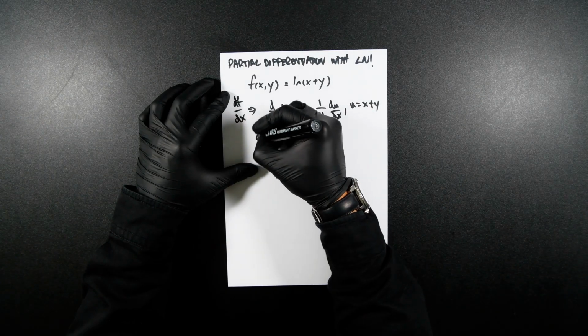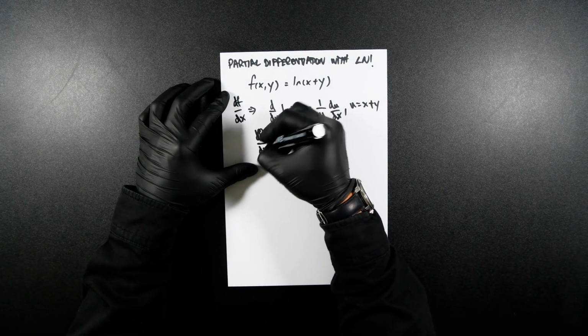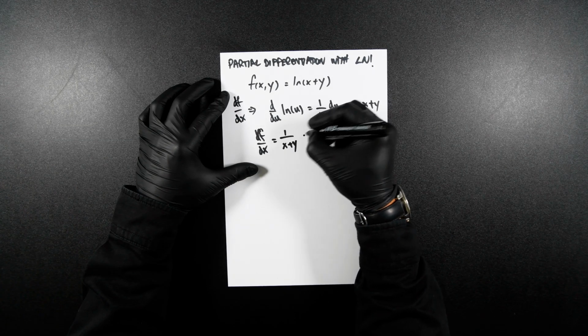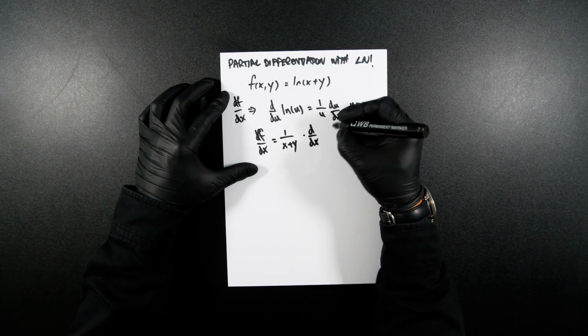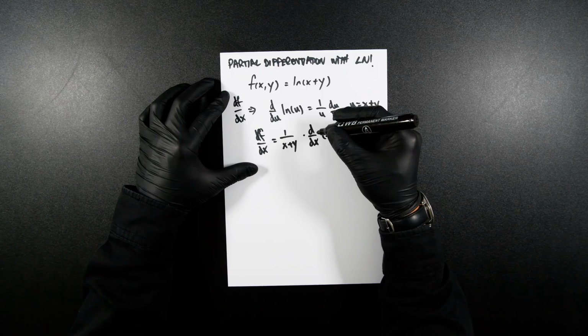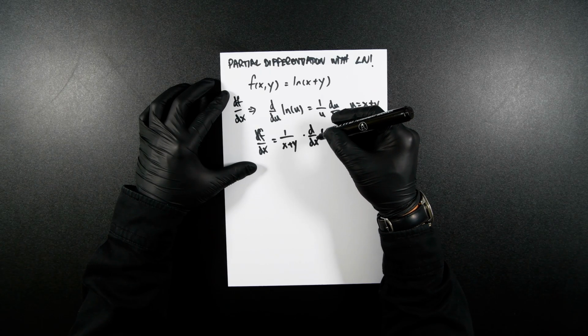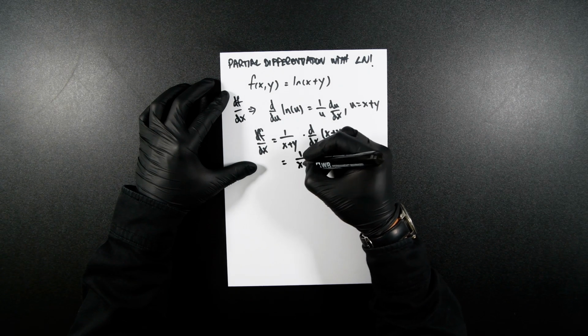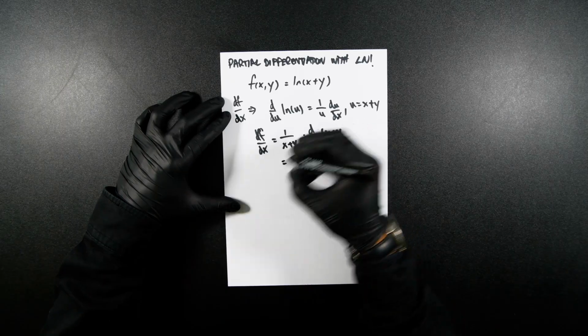So df/dx is going to be 1 over x plus y dot d/dx of x plus y. Obviously, d/dx of x plus y is going to be 1. So you're going to get 1 over x plus y as your df/dx.